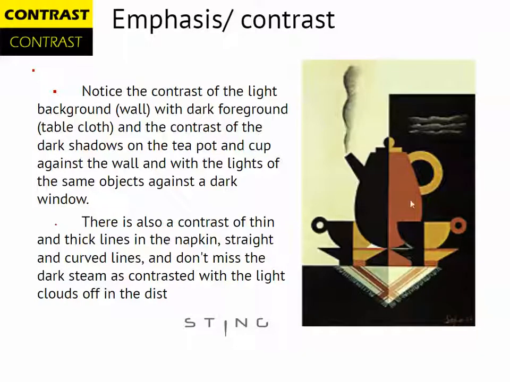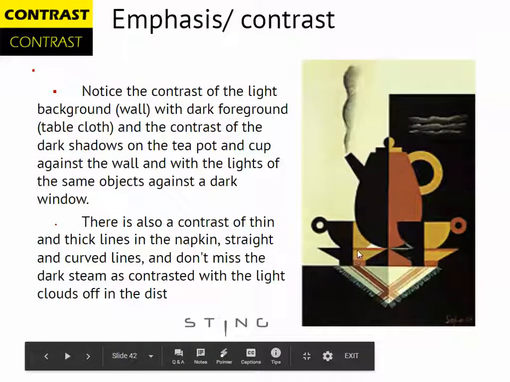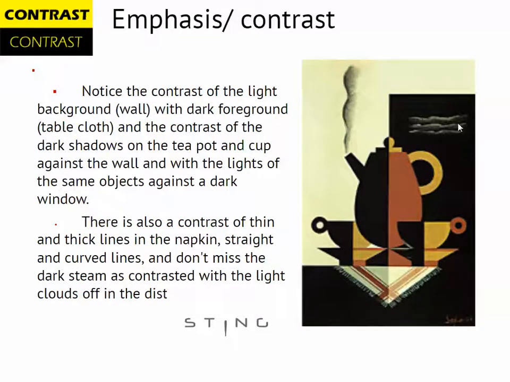Thin and thick lines. You have really thin lines, you have thick lines, and you have mostly straight stuff, and then up here you have a curve, and over here you have a curve. You have the dark steam, and then you have these clouds in the distance that are light. Their shapes are similar, but the color is different. So, tons of different contrasts.